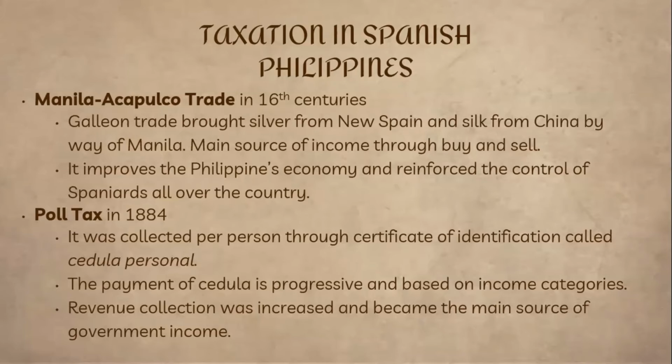Unlike the tribute, the payment of cedulas is by person, not by family. The payment of the cedula is progressive and according to income categories. This system, however, was a heavy burden for the peasants and was easy for the wealthy. However, revenue collection greatly increased and became the main source of government income.